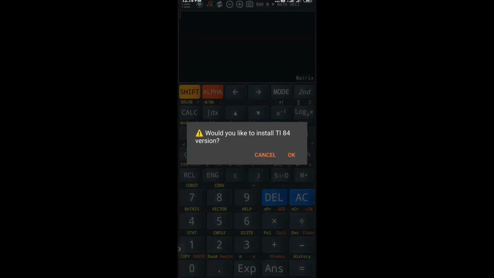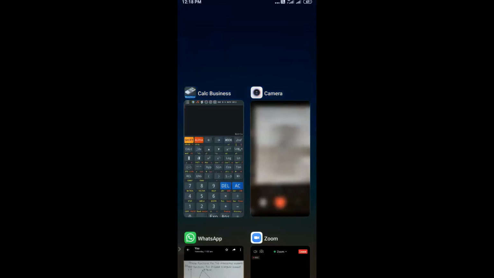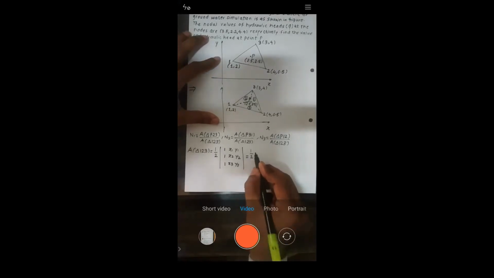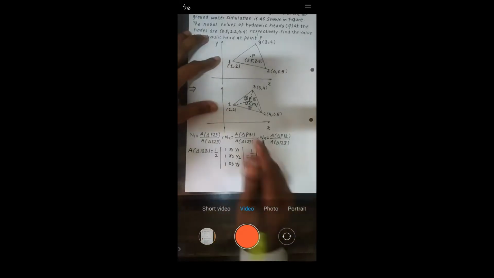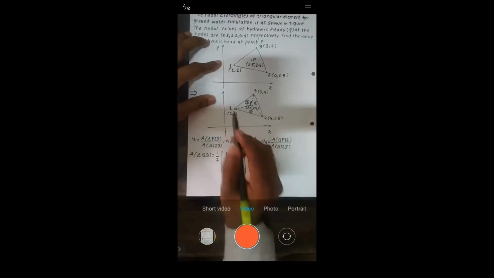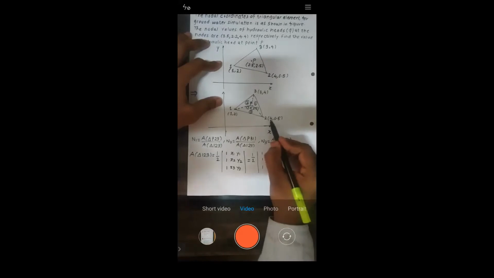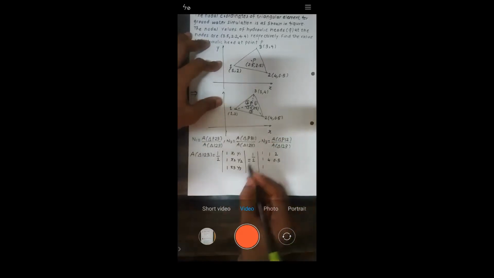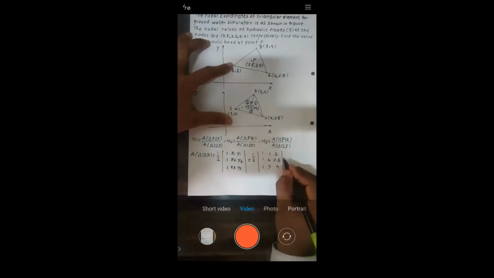Can you solve this in a calculator or not? Let me know. So let me put the first values. Half, then 1 1 1, right? What is x1? X1 is 1. Y1 is 2. Then x2, y2 is 4, 0.5. X3, y3 is 3, 4. Is it okay? Yes or no?